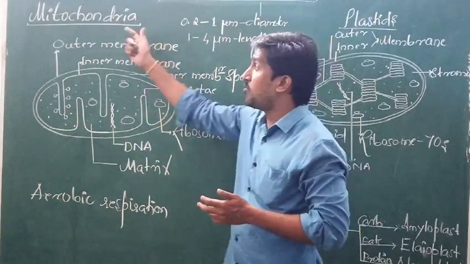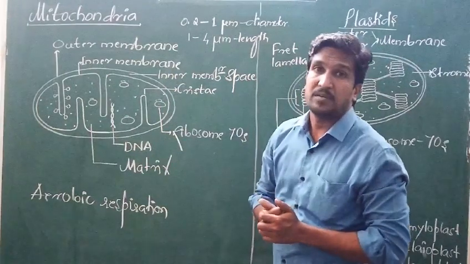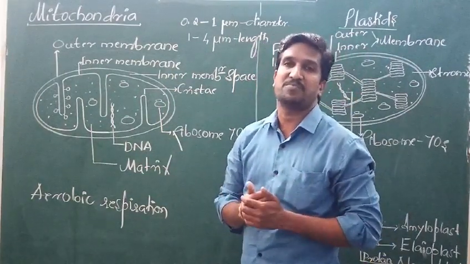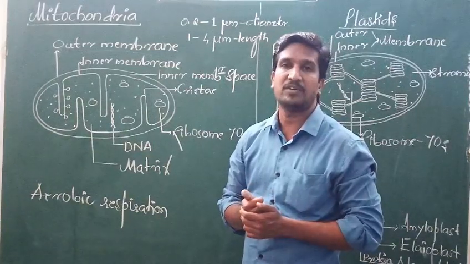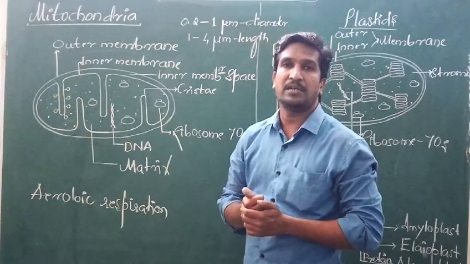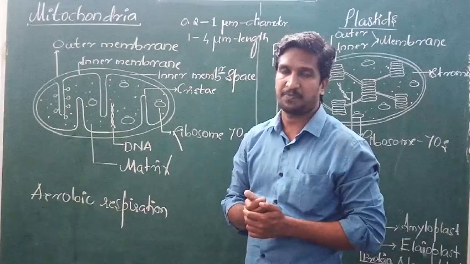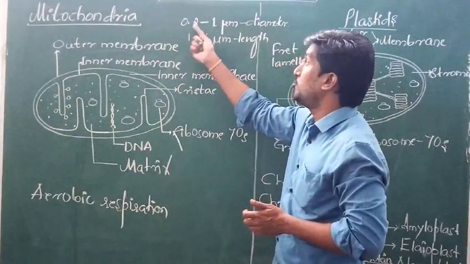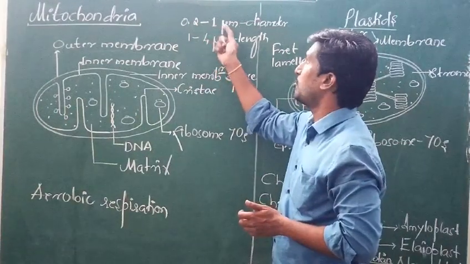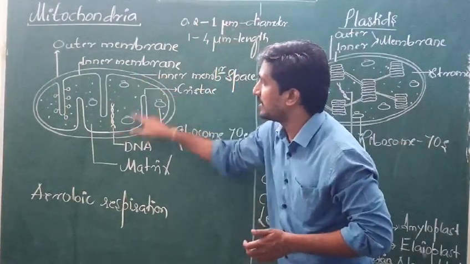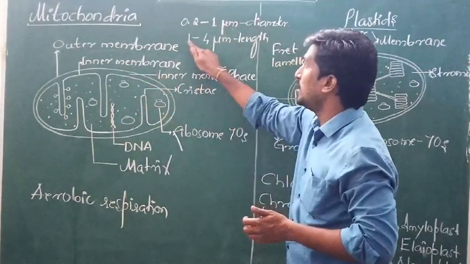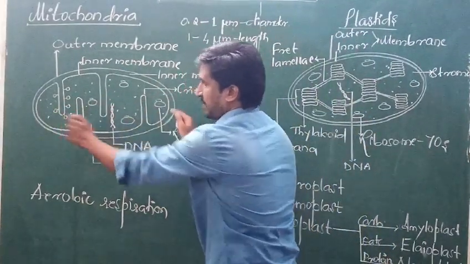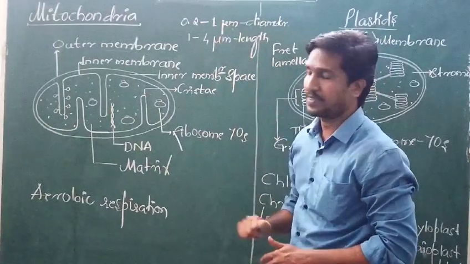And these mitochondria are present in almost all the cells except RBC of a human being and kingdom Monera. Its size is 0.2 to 1 micrometer in diameter, whereas 1 to 4 micrometer in length. That is its size.